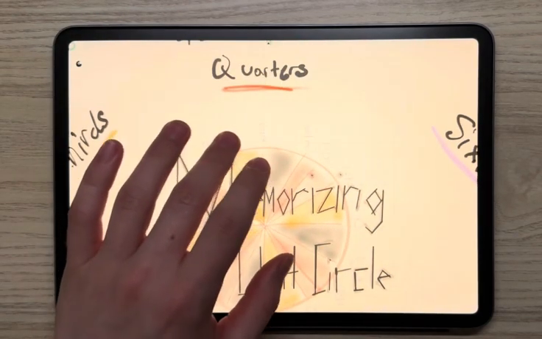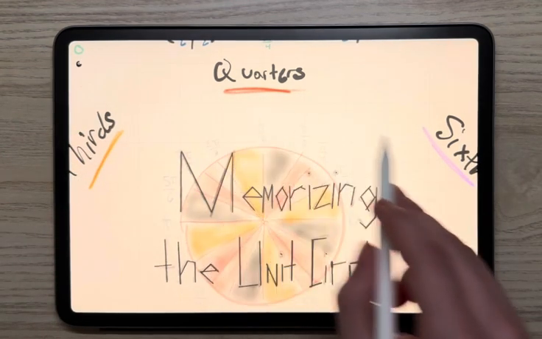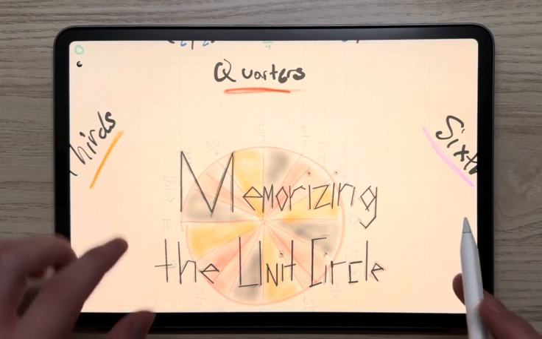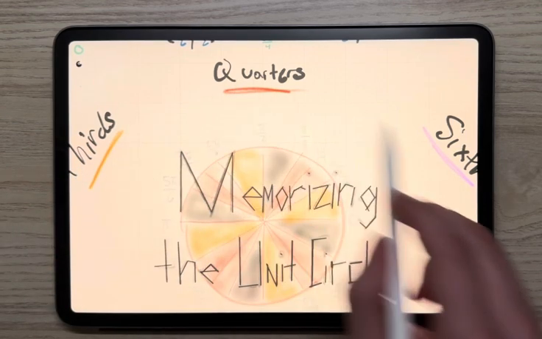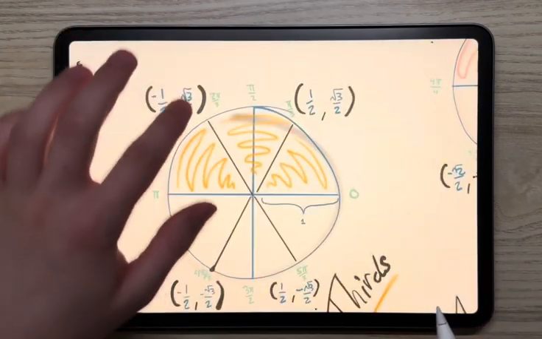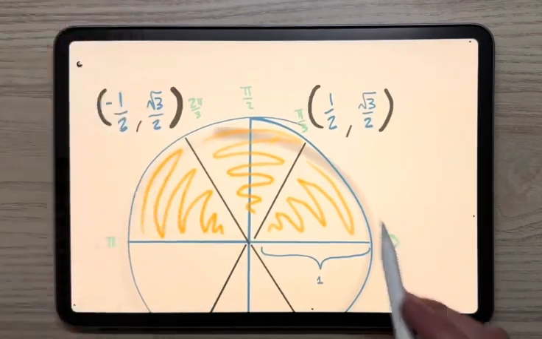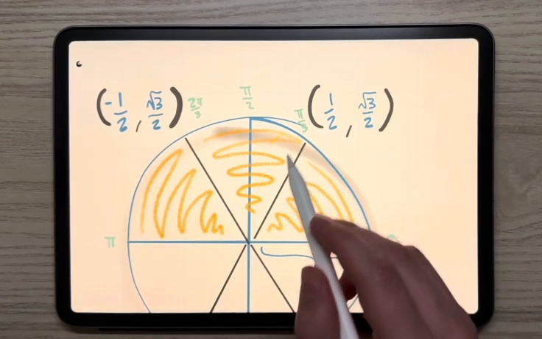So, in the unit circle, which is a circle of length 1, there are thirds, quarters, and sixths. And you're going to have to memorize values from each of these parts. First, we're going to look at thirds. The thirds are going to be angles where the denominator is 3.